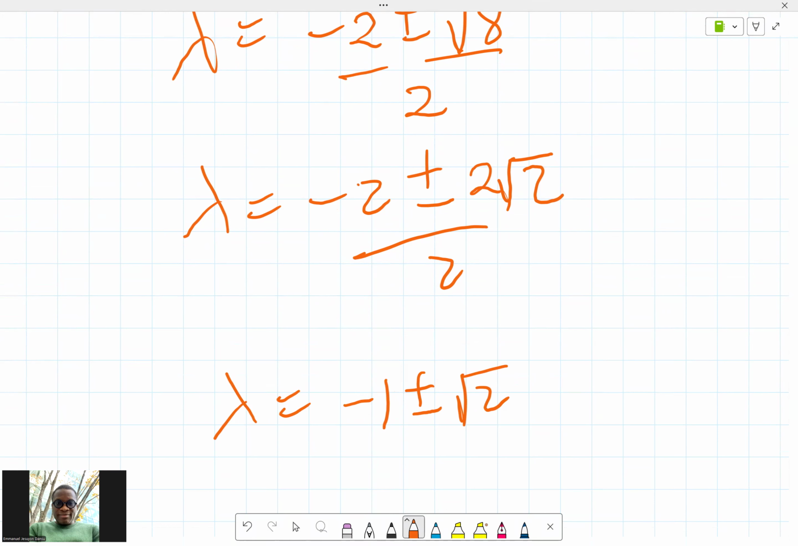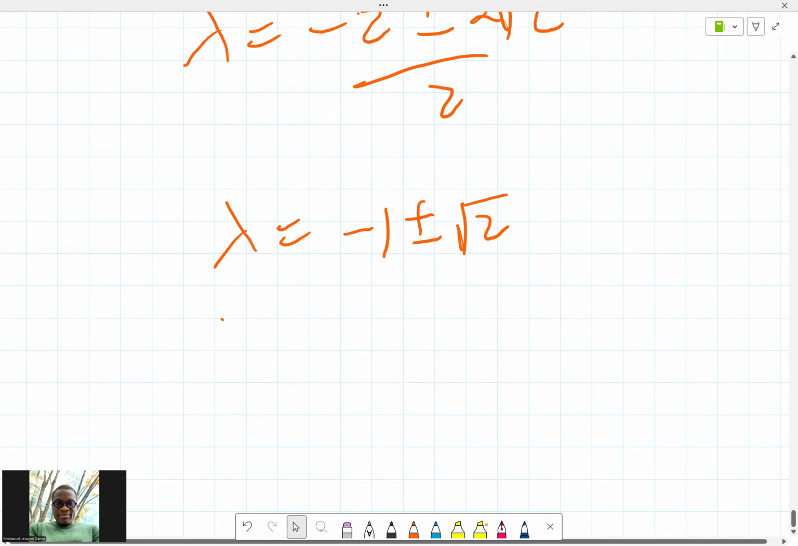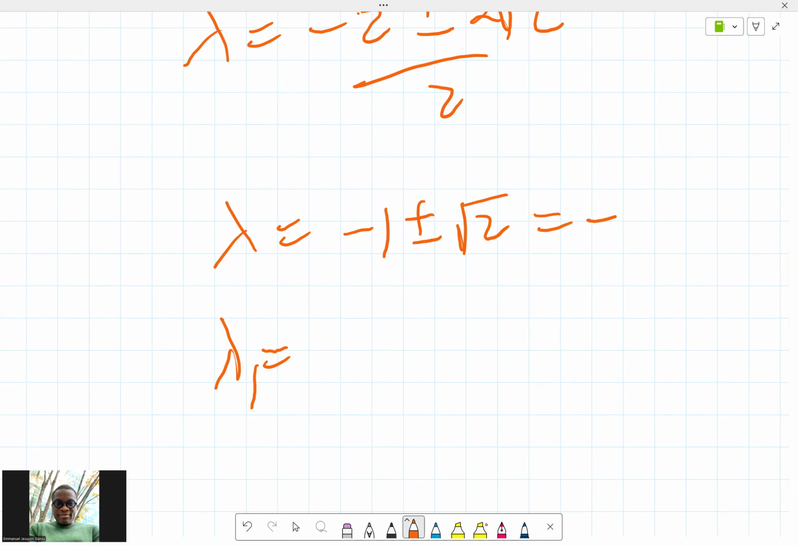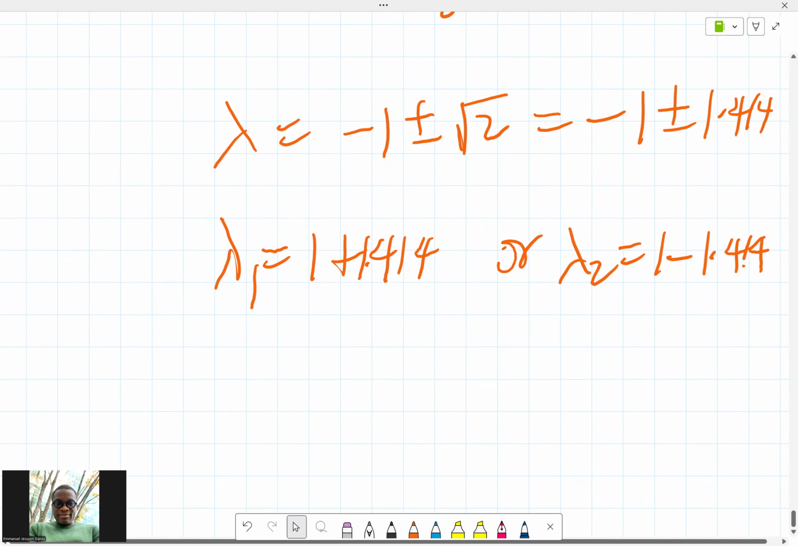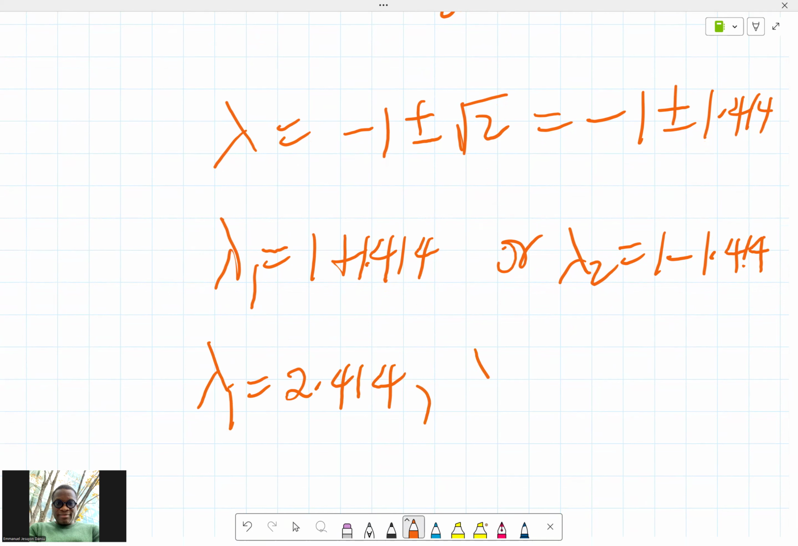Yeah. So, root 2 is bigger than 1, because root 2 is 1.414 or something. So lambda 1 is simply the same thing as minus 1 plus 1.414, and lambda 2 is minus 1 minus 1.414. Okay. So lambda 1 is equal to 0.414, which is positive, and then lambda 2 is minus 2.414, which is negative.